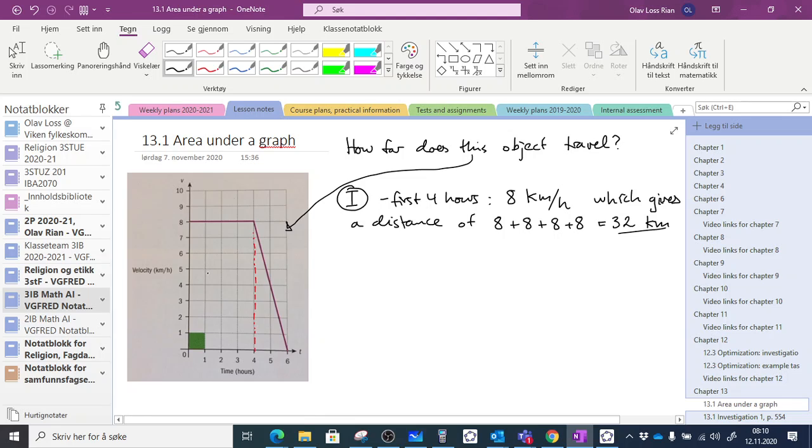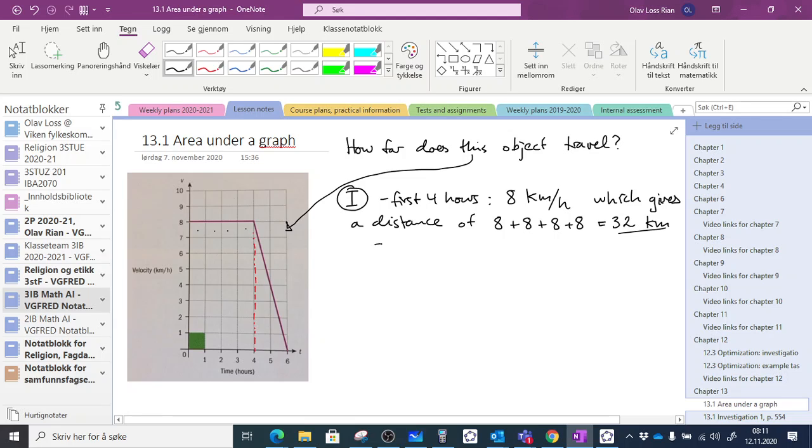This actually corresponds with the area under this graph. If you look at that, you have 4 hours and then you have 8 kilometers per hour. How many squares do we have here? We have 1, 2, 3, 4, 5, 6, 7, 8. And if you add them all up, they add up to 32. So the distance actually corresponds to the area under this graph.